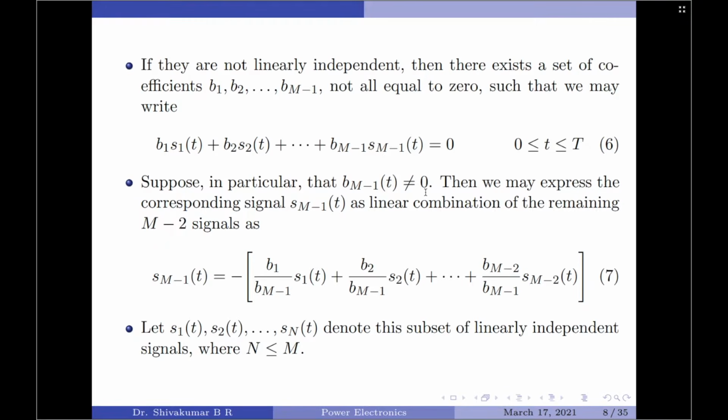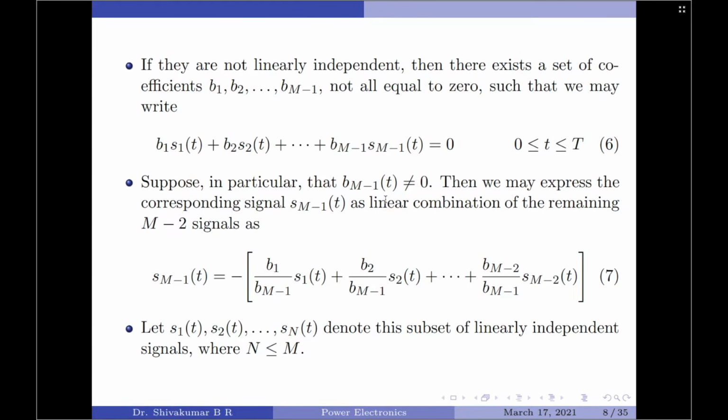So, once again we express the signal Sm minus 1 of t in terms of the remaining m minus 2 signals as shown in equation 7 here. That is, Sm minus 1 of t equals minus of b1 divided by bm minus 1 into s1 of t plus b2 divided by bm minus 1 into s2 of t, etc., till the last term, which is bm minus 2 divided by bm minus 1 into Sm minus 2 of t. So, now we have established that out of capital M input message signals, Sm of t and Sm minus 1 of t are dependent on the remaining signals.